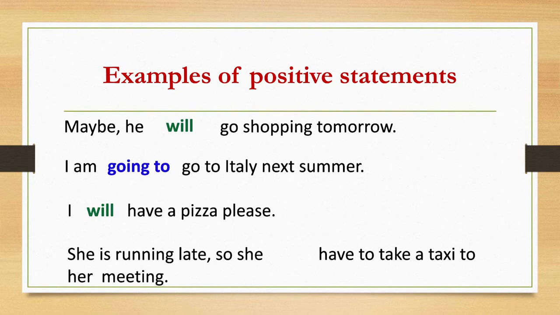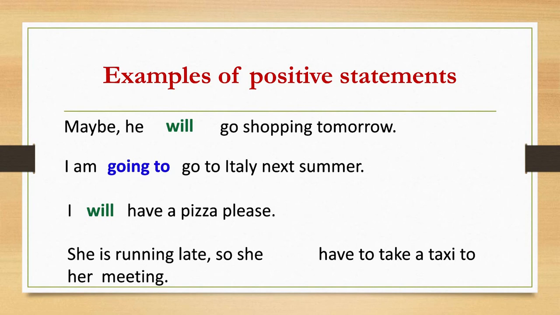Next example. She is running late, so she have to take a taxi to her meeting. So we understand that this person, it's a female person having a meeting, and she's running late, and we suggest that she take a taxi to arrive at her meeting on time. So we didn't know before that moment of speaking that she will be late.